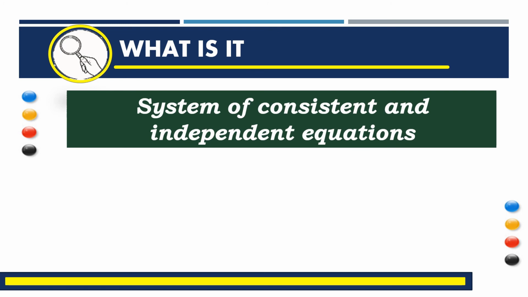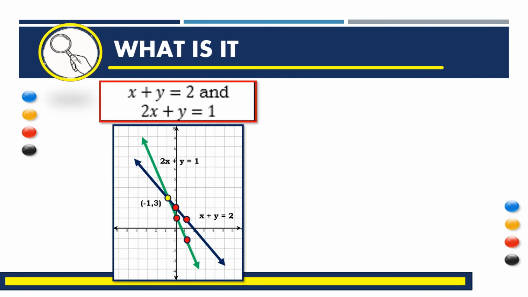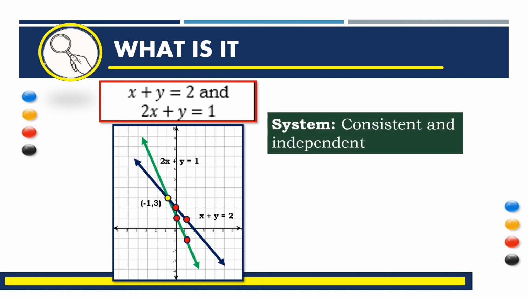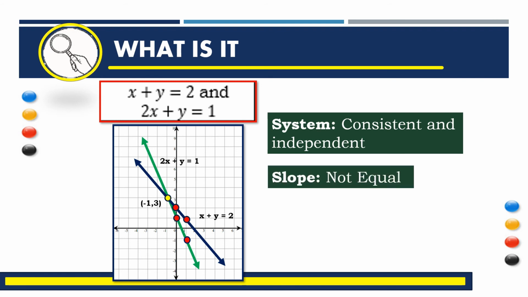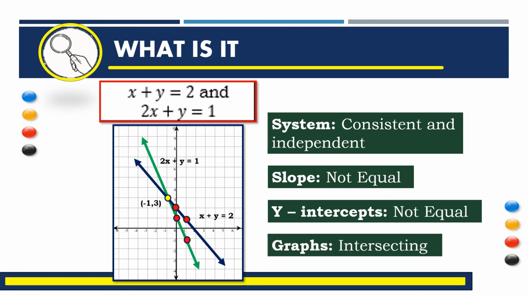Now let's have the third kind of system. This system of linear equations is called system of consistent and independent equations. It has exactly one solution. The slopes of the lines defined by the equations are not equal, and their y-intercepts could be equal or unequal. Take note of that. And their graphs intersect each other. The example of this system is x plus y is equal to 2 and 2x plus y is equal to 1. As you can see, the system is consistent and independent. The slopes are not equal, and the graphs are intersecting. So the lines are intersecting each other. And those are the three kinds of systems of linear equations in two variables.